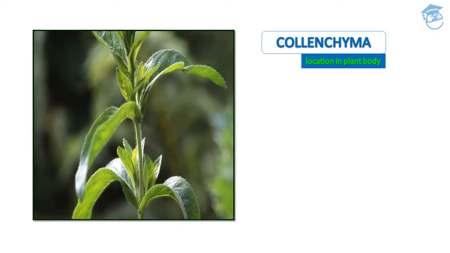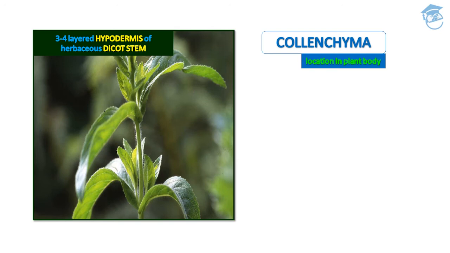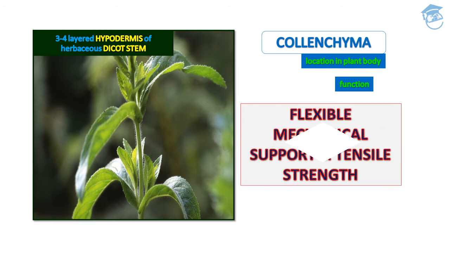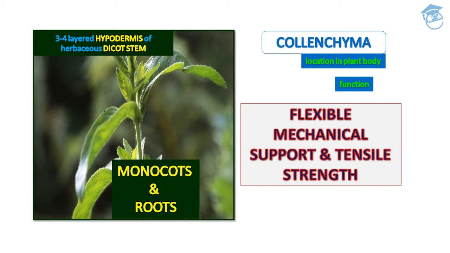Where is it present? Location in the plant body: it is the 3 to 4 layered hypodermis of the herbaceous dicot stem. Now, what's the function of collenchyma? It is very flexible, it provides mechanical support, and it gives tensile strength to the plant body. It is not found in monocots and roots. That means no collenchyma is found in monocots and roots.